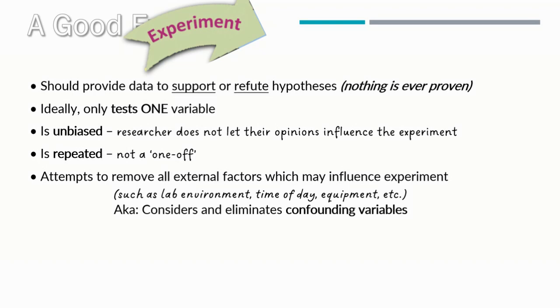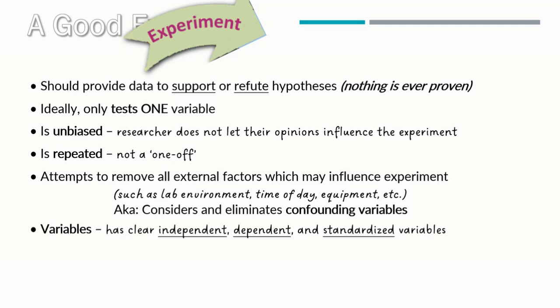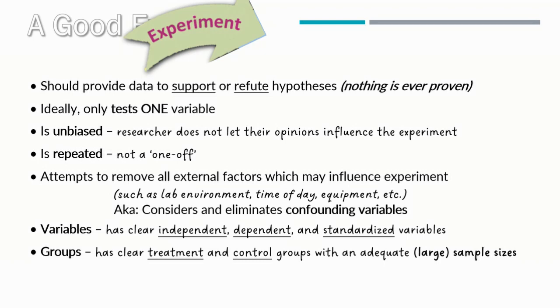Sound good? And then speaking of variables, a good experiment should always have very clearly defined independent, dependent, and standardized variables. And then we also need to define our groups. There should be a clearly defined treatment group in our experiment, as well as control groups, with an adequate, meaning large, sample size. Remember, sample sizes are very important. That kind of ties back a little bit to repeatability, making sure that our data is trustworthy.